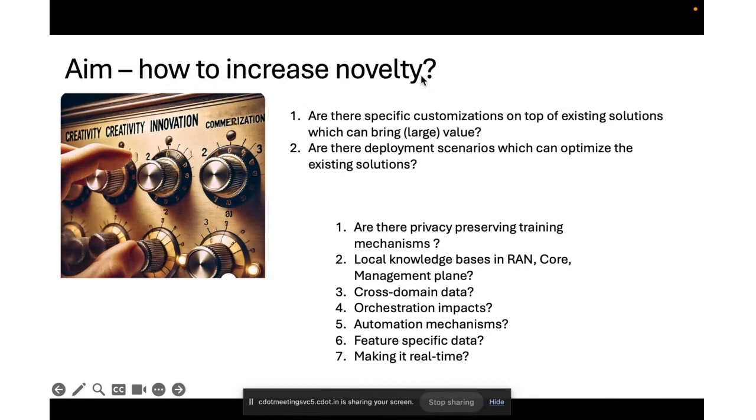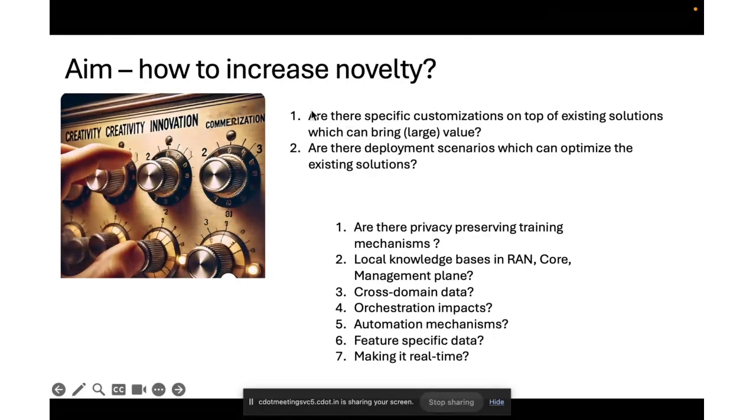A couple of thumb rules are that you look at specific customizations on top of existing solutions, but quantifying the value that you can bring. That means, are there large values which you can bring? Quantifiable benefits. I mean, value means benefits. What kind of benefits can you bring? And do the trade-offs really help us also, right?